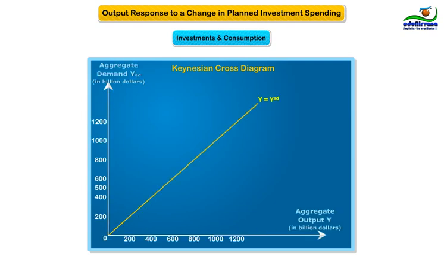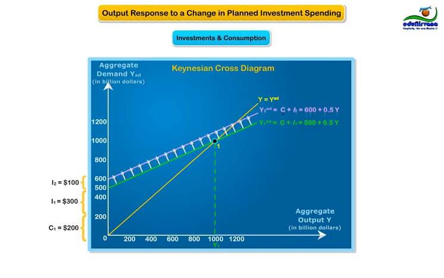The effects of this increase in planned investment spending are analyzed using a Keynesian cross diagram. Initially, when planned investment spending I1 is $300 billion, the aggregate demand function is Y1 AD, and equilibrium occurs at point 1, where output is $1,000 billion. The $100 billion increase in planned investment spending adds directly to aggregate demand and shifts the aggregate demand function upward to Y2 AD.